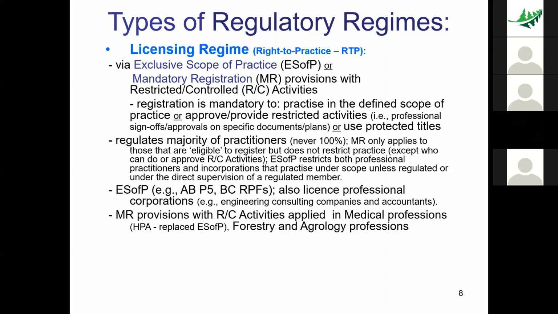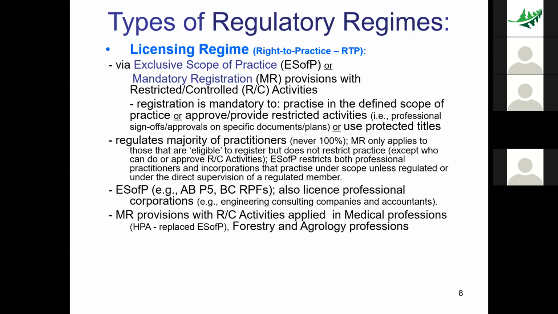But bottom line, under these 2 types of licensing regimes, either one, your registration is mandatory. You practice in that defined scope, you have to register and be accountable. And you're probably the only ones that can do sign-offs or approvals of certain documents and that. So that's a key difference there. And obviously, in both cases, certification and licensing, there's protected titles, and you can't use those titles unless you're a regulated member in good standing.